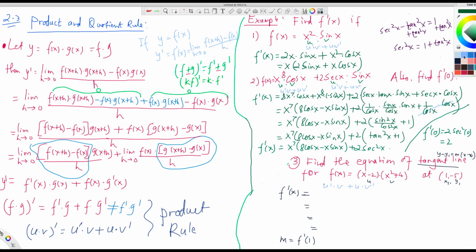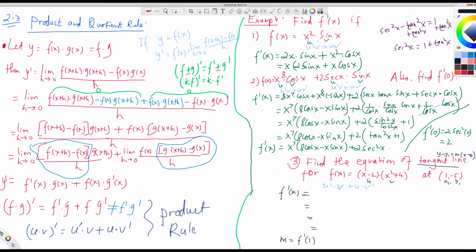Now let us do the final example on the product, okay? Look at this again. You want to find the equation of the tangent line. Do you remember the equation of a line? If a point is given, this point is x1, y1. It says, find the equation of the tangent line for f of x equals x minus 2 times x squared plus 4. Any line has the equation y minus y1 equals m times x minus x1. What is m? M is the slope. Slope is given by the derivative, so we will find the derivative for the slope first.